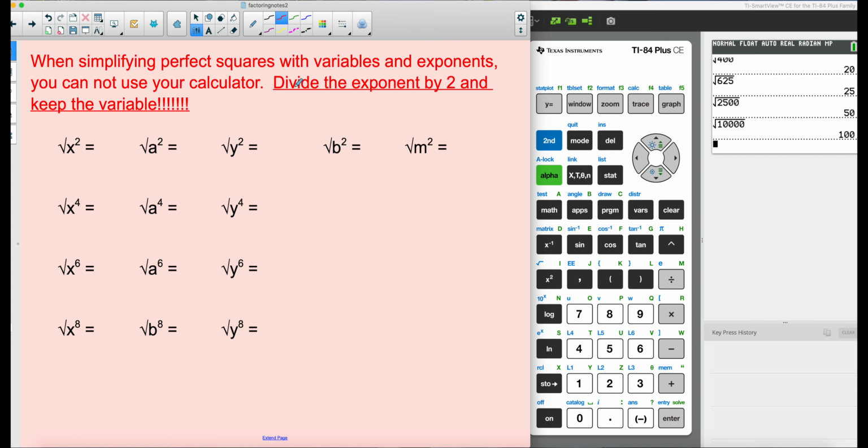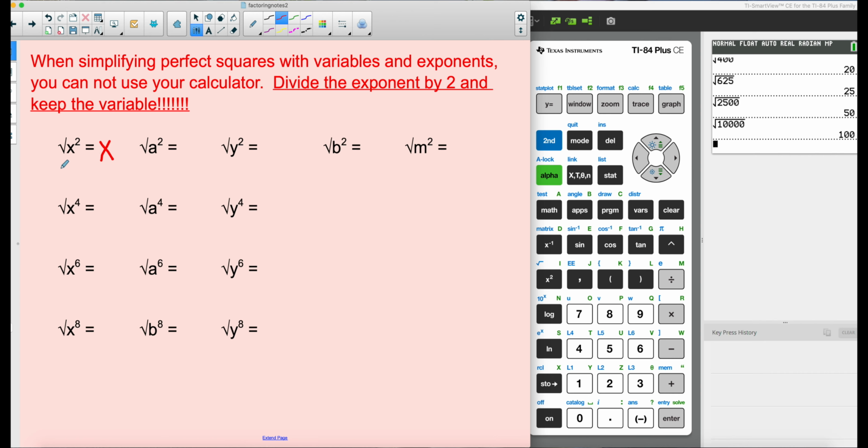Whenever you're finding the square root of, say, x squared, a to the 4th, y to the 6th, all you do is you keep your variable and you cut the exponent in half. And I'll show you why that is. This is very simple. So basically, we want to find the square root of x squared. No problem. Well, the variable we have is x. The square root of x squared is always going to be x.